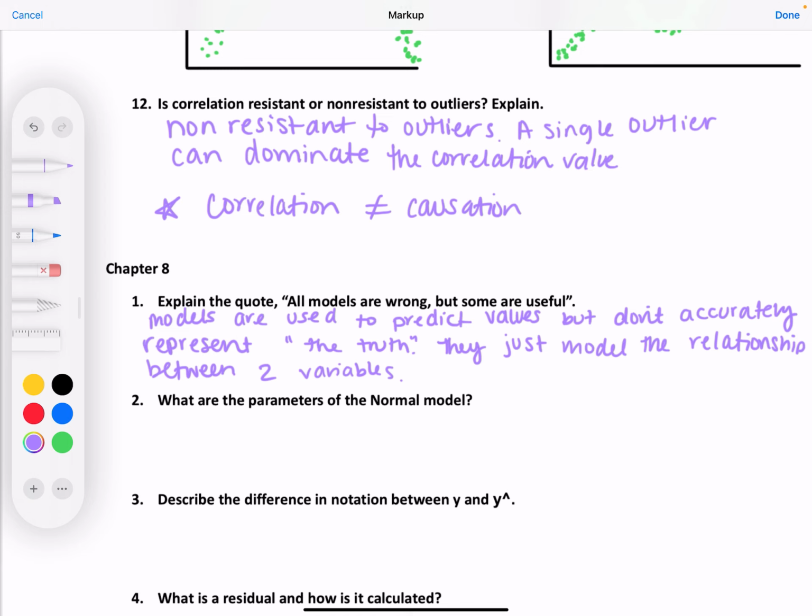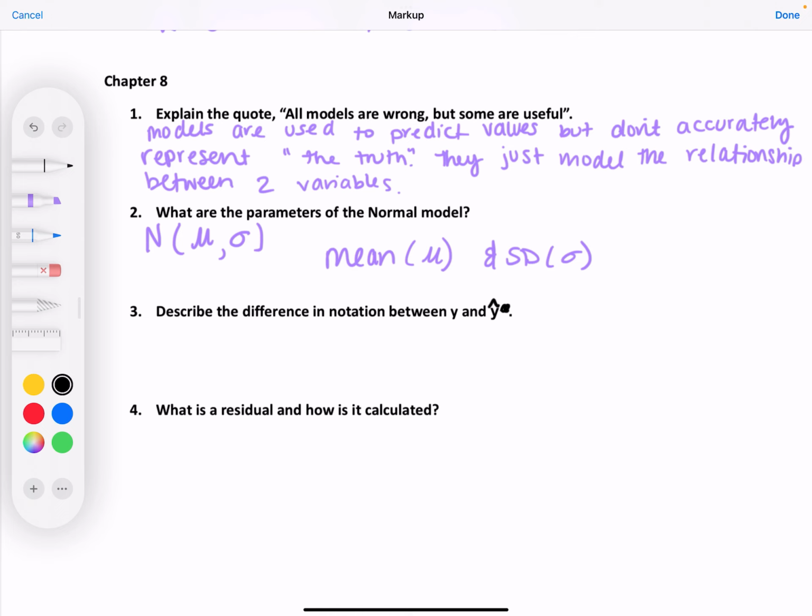Describe the difference in notation between Y and Y hat. Well, it's a predicted value and the observed value. So Y hat is the predicted value, and Y is actual, or observed. It's the same thing. Okay.